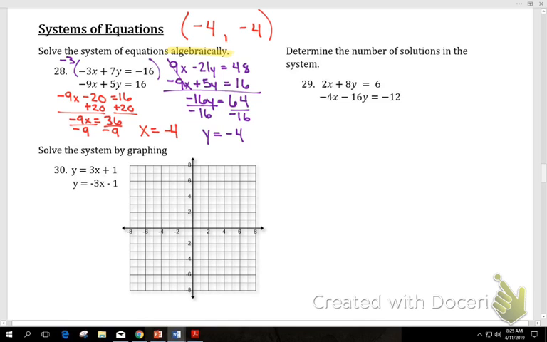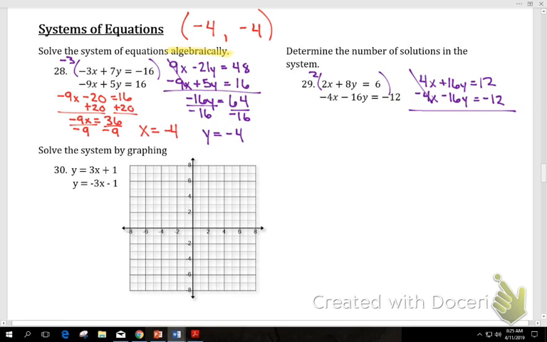Aaliyah, what did you multiply the top equation by? 2. She multiplied the top equation by 2 because when she did that, pay attention to this. This is so important. Now it's 4x plus 16y equals 12. Now I rewrite the second equation. Negative 4x minus 16y equals negative 12. So great, my x's canceled. That's what I wanted to happen.